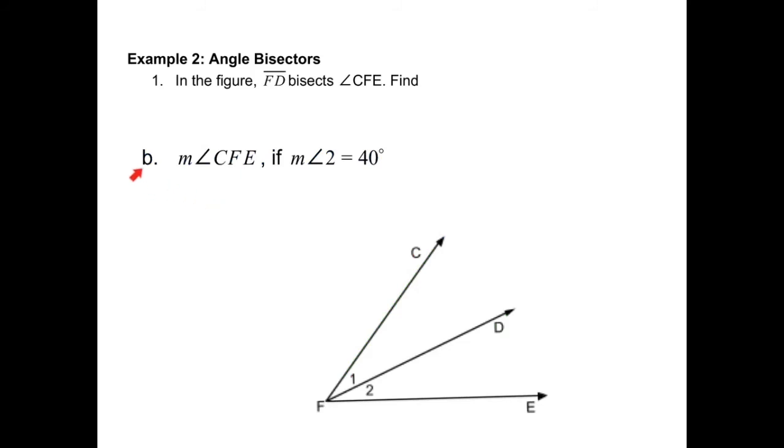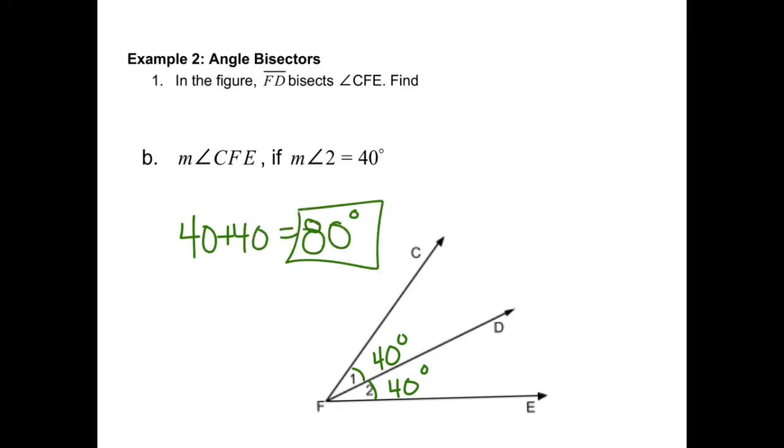Now in part B, same setup. FD is still the bisector, but now it says we're finding the measure of CFE. We're trying to find that whole measure, knowing that measure of angle 2 is 40 degrees. Well, since it's a bisector, angle 2 and angle 1 are the same, so angle 1 is also 40 degrees, which means we can just add them together based on the angle addition postulate to say that the answer is 80 degrees. The measure of CFE is 80 degrees.